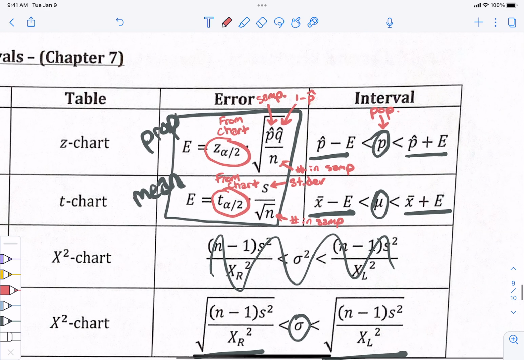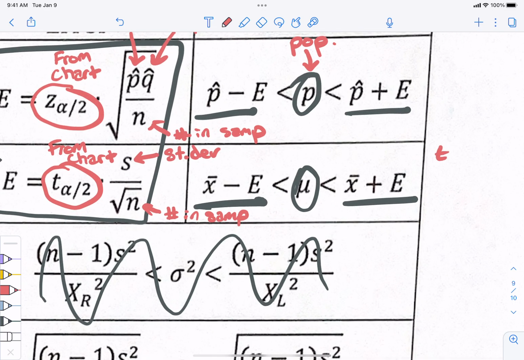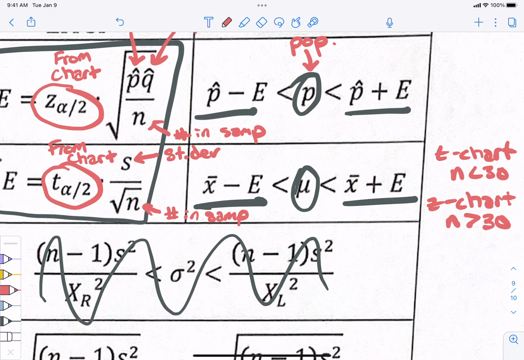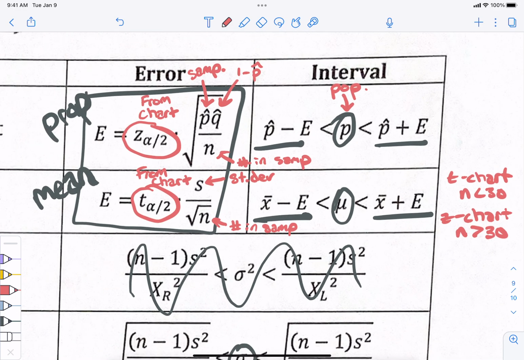Now, mean does have 2 different charts that you look up. Confidence interval for mean. There's 2 different charts that you look up. T chart is when N is less than 30. Z chart is N greater than 30. Yeah? Do we remember this? So this number right here that goes in the middle could be a Z number instead from the chart. It just kind of depends on which chart you're looking at. Okay? Good? Happy with that? Okay?